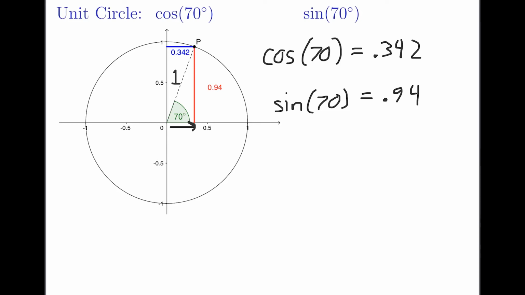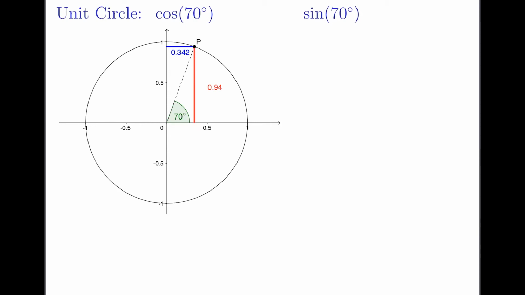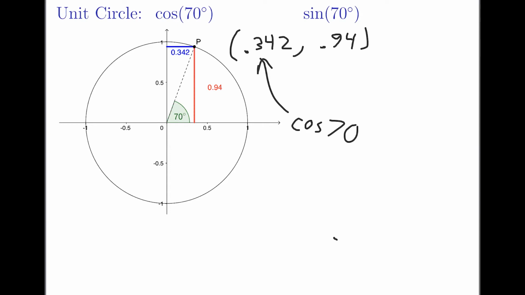They're not exact. And keep in mind that we could also take the ordered pair point of view by thinking of this as the point (0.342, 0.94), and remembering that the cosine of our angle always gives us the x value, and the sine of our angle always gives us the y value of the point on the circle. And again, this makes sense because we're using a circle of radius 1.